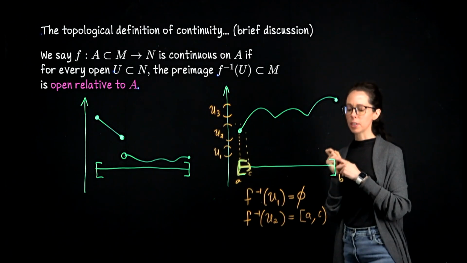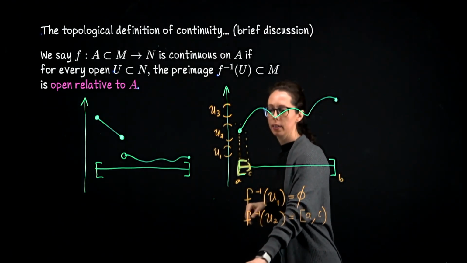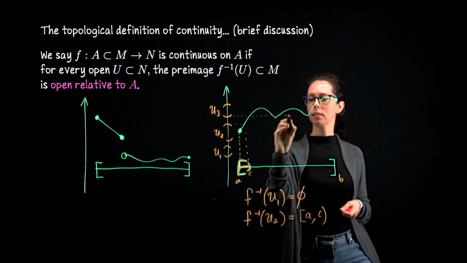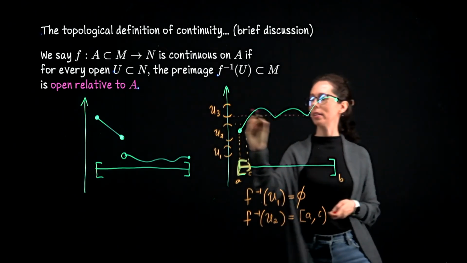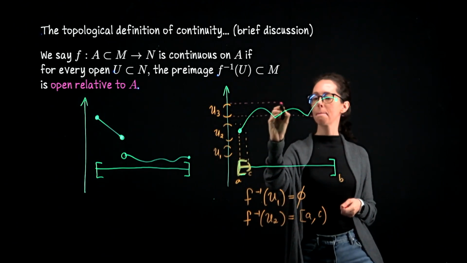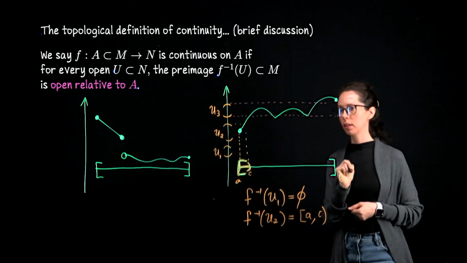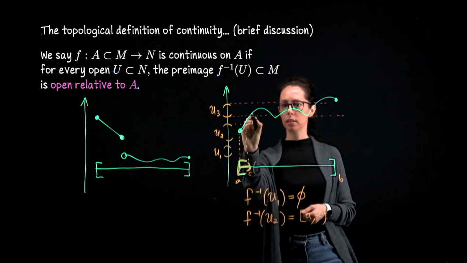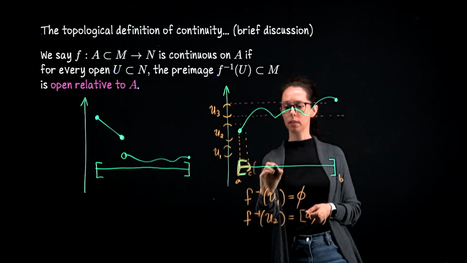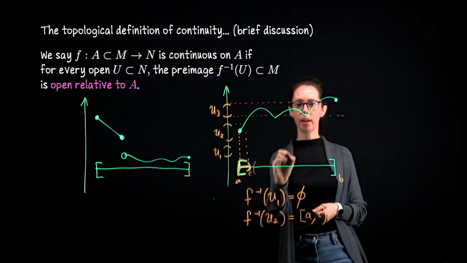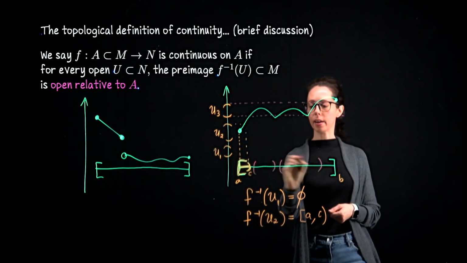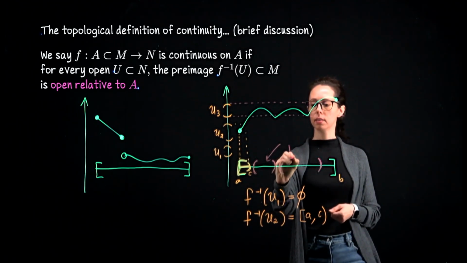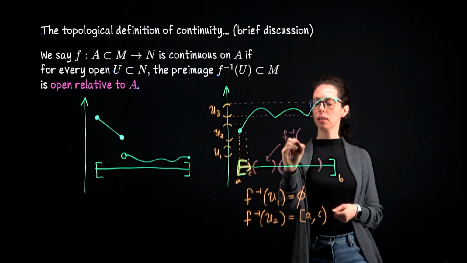And then U3, let me just sketch it on the picture. I'll do it in pink. Let's see, who maps to U3? Actually it's not that bad. It's from about here to there, together with there to about there. So the union of these two open intervals is the preimage of U3.